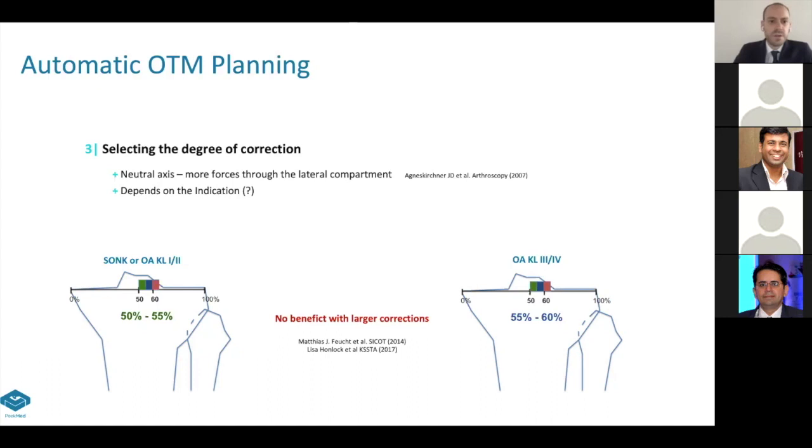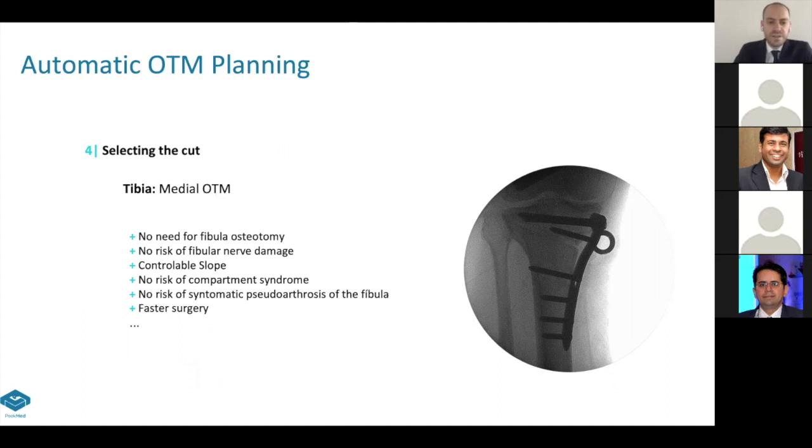So in selecting the cut, we aim to correct the tibia on the medial side. Either if it's a valgus or a varus, we do it medially because you don't need to do a fibula osteotomy, no risk of fibular nerve damage, and you have a controllable slope. It's a safer procedure and it's also faster.